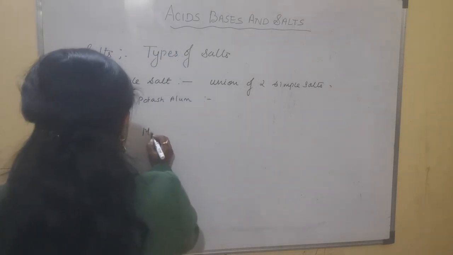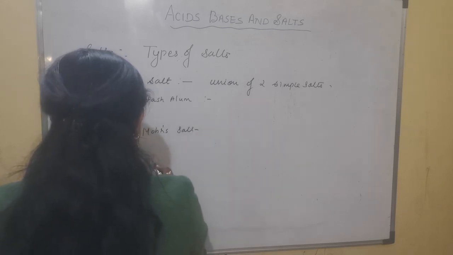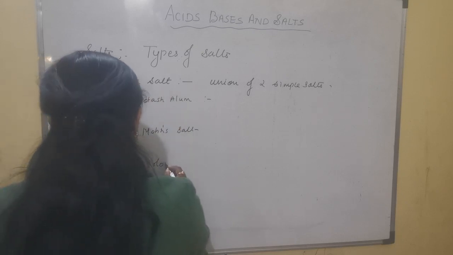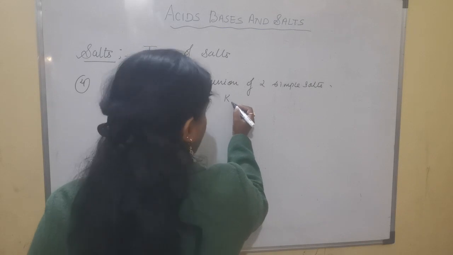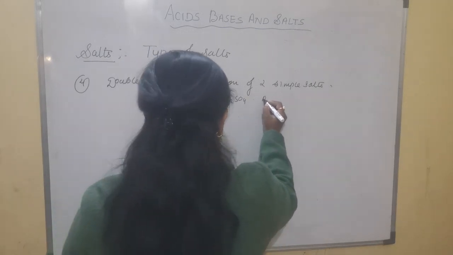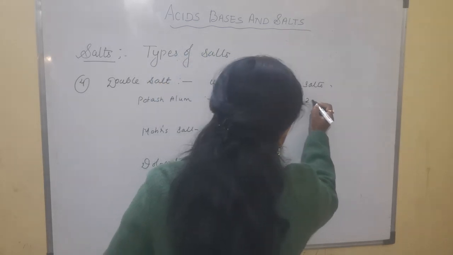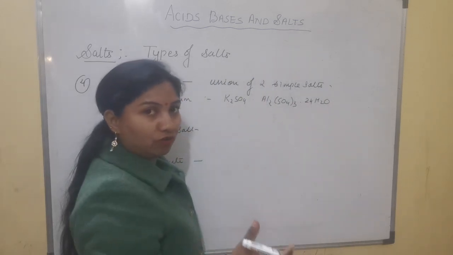Then Mohr salt and dolomite. Three names you have to learn under the heading double salt. Potash is a potassium salt, K2SO4, and alum is Al2(SO4)3 with 24H2O. This 24H2O is the water of crystallization.